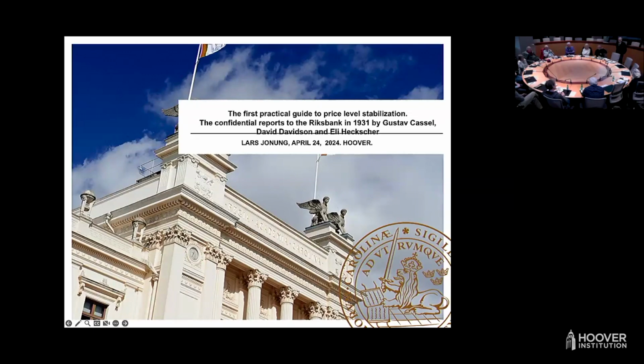So when you say price level stabilization, I'm thinking it's not 1% inflation, not 2%, it's zero. You think that's a better system than 1%? Is that what you're saying? I'm not saying that. I'm saying that in 1931, price level stabilization emerged as the goal of monetary policy.